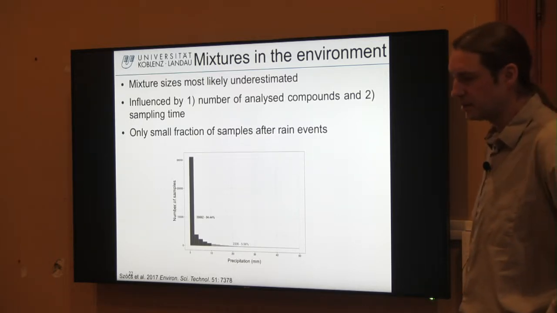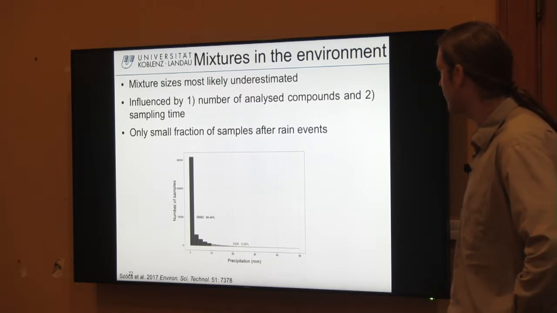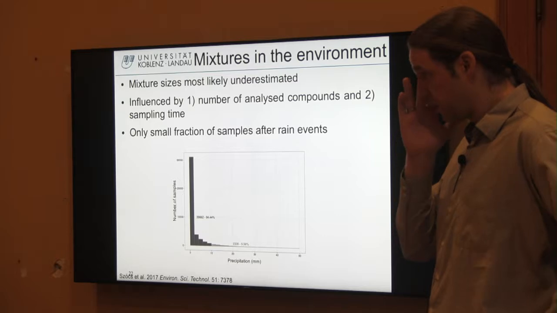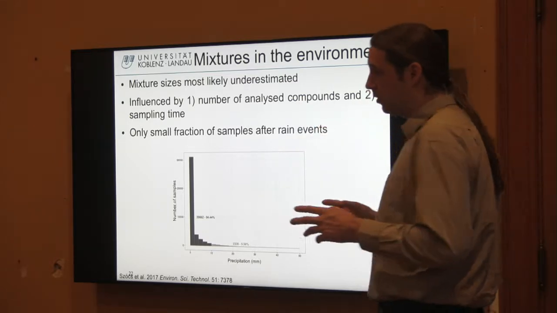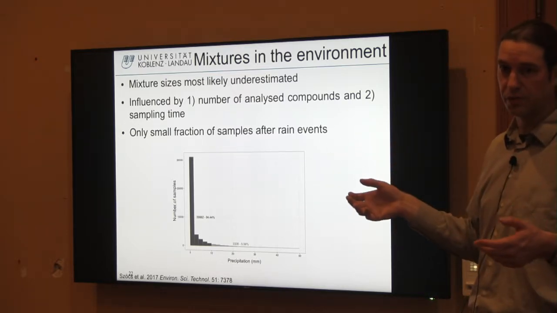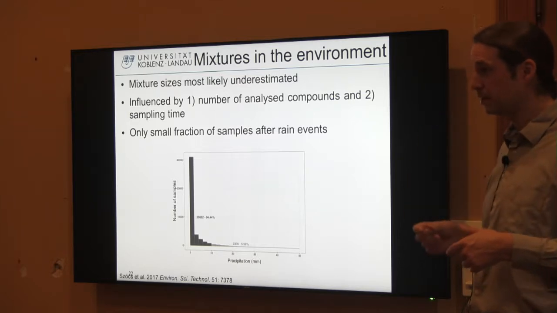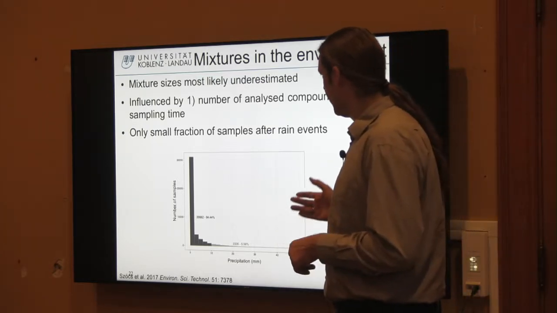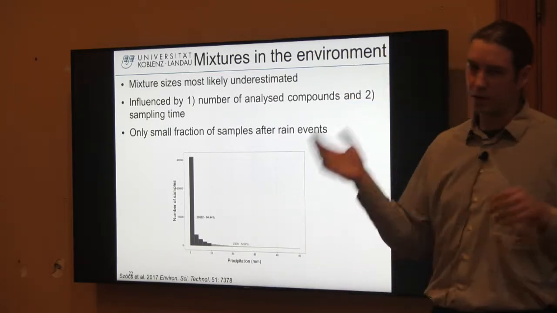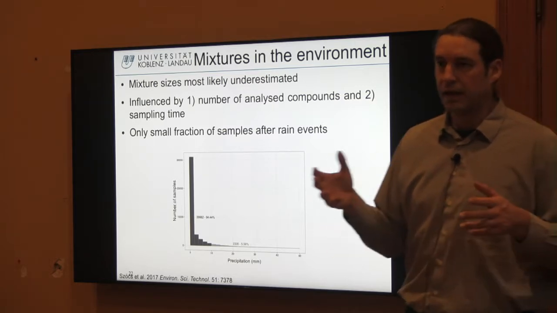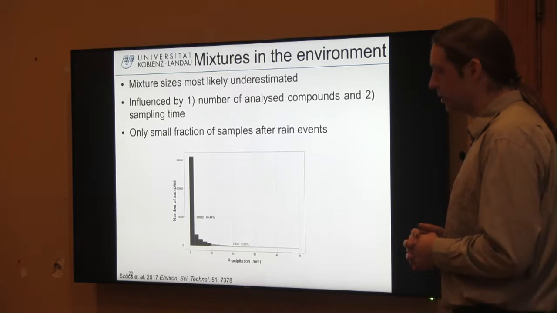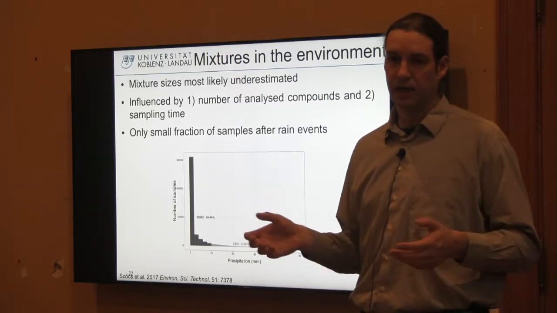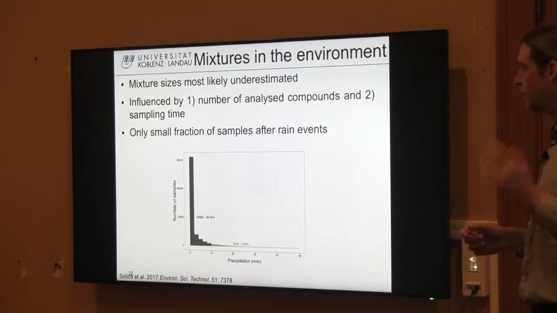On the one hand, it is influenced by the number of analyzed compounds, but it's also influenced by the sampling time. That's probably not so much the case, if we make the picture a bit broader again, for point source input, like the picture I showed you in the very beginning on wastewater treatment plants. Many of the consumer product chemicals or pharmaceuticals will enter more or less continuously. But for pesticides, we know that precipitation causes runoff or drainage flows, and this leads to episodic input events into the streams. If you don't catch these episodic input events, many studies have shown that you get a completely wrong picture of your exposure in the environment.